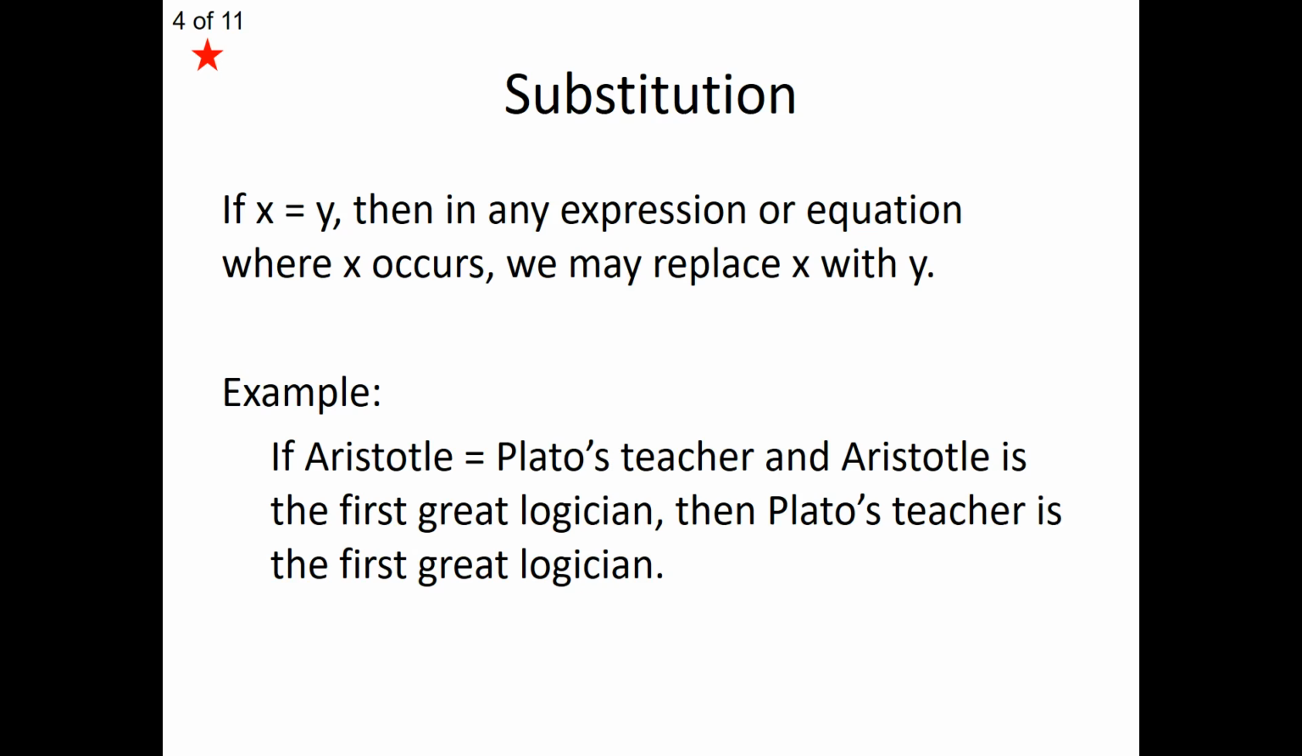Let's take a look then at what substitution says. It says that if x is equal to y, so we've got this quantity x equal to some quantity y, that means whenever I encounter an expression that has the value of x in it, I may replace that x with the value of y, and vice versa. If I encounter the y anywhere, I may replace the y with the value of x. So if Aristotle is equal to Plato's teacher, and Aristotle is the first great logician, then I can take out the word Aristotle and replace it with Plato's teacher, thus saying that Plato's teacher is the first great logician.